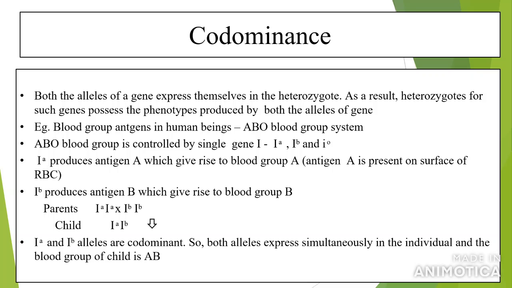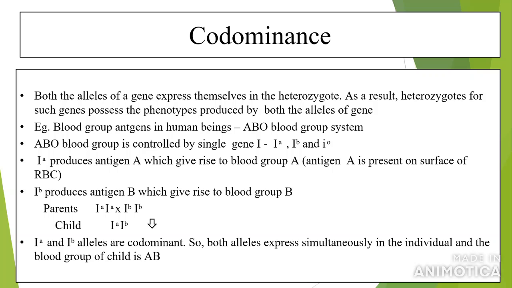Codominance. Both the alleles of the gene express themselves in the heterozygote. As a result, heterozygotes from such genes possess the phenotypes produced by both the alleles of the gene. Example, blood group antigens in human beings, ABO blood group system.